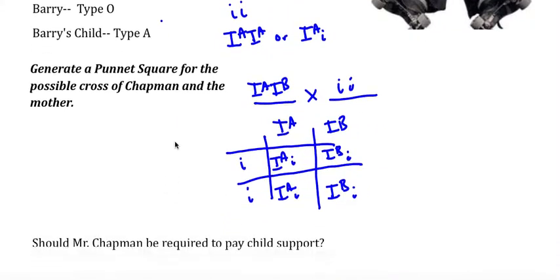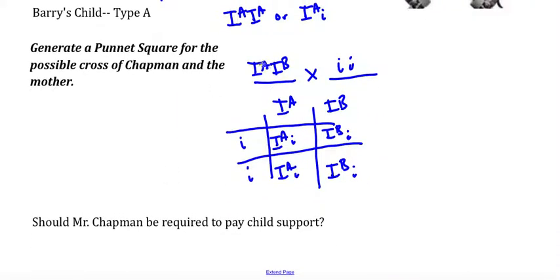Back to our question: is it possible that Charlie Chaplin and Joan Barry produced a child with type A blood? The answer is, actually, yes, there's a 50% chance that they could produce a child with A blood. So should Charlie Chaplin be required to pay child support? Yes. Most likely, they did have a child together.